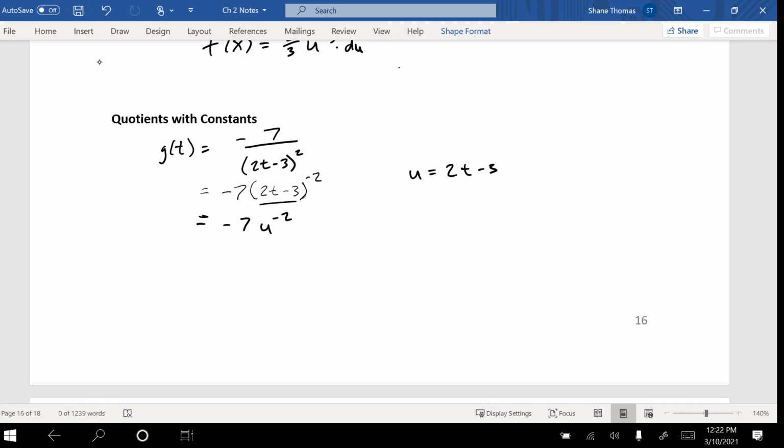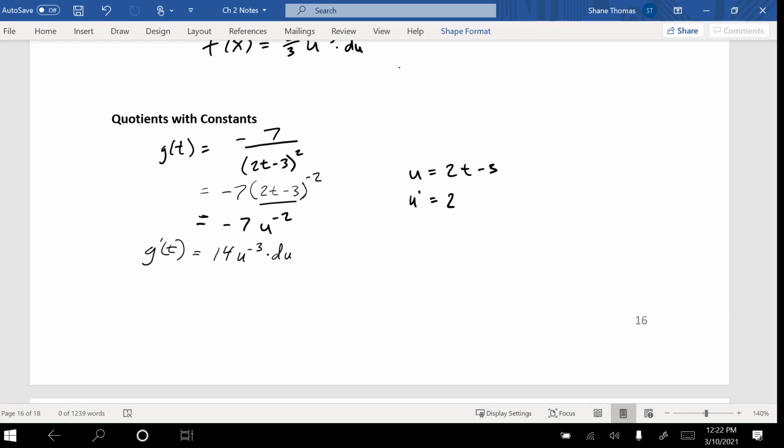Okay, now start differentiating. I'm going to have g prime of t is going to be, what would this guy, -7u to the -2, what's that going to be when I differentiate that? Good. 14u to the -3 du. All right. And then over here, we'll go to u prime. What's u prime going to be? Just 2.